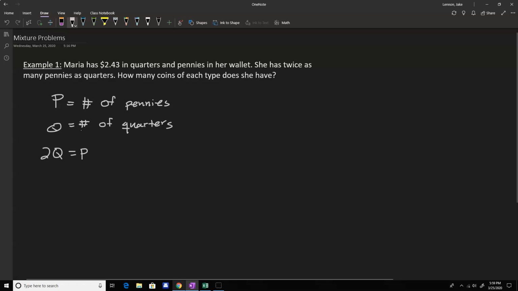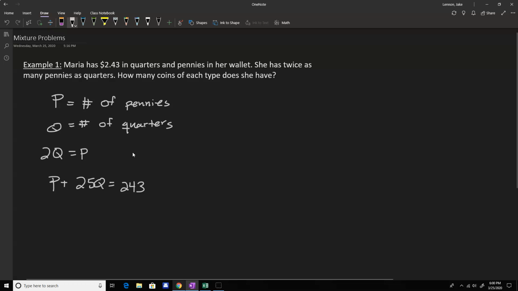It's easier to work with just the one unit, 243 cents, which means if you look at the total number of cents, that's pennies. Well, each penny is worth 1 cent, so that's going to be P, plus the value of the quarters. The value of the quarters is going to be 25 times Q. So it's not the number of quarters, but their value. So 25 times Q is going to equal the total amount in cents, 243.